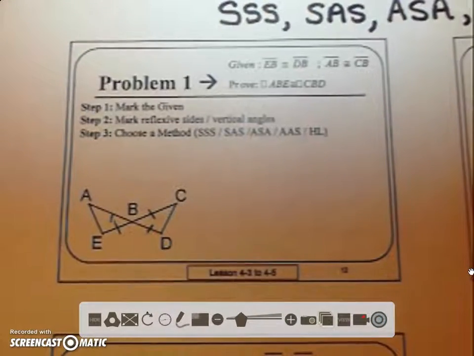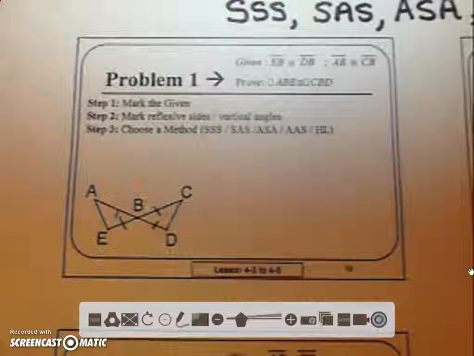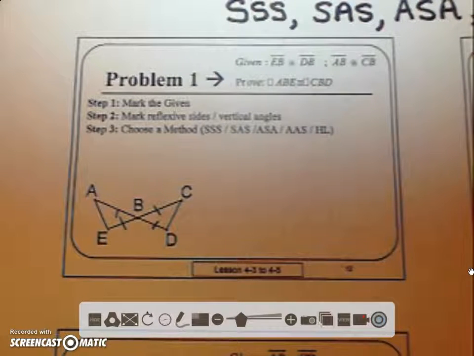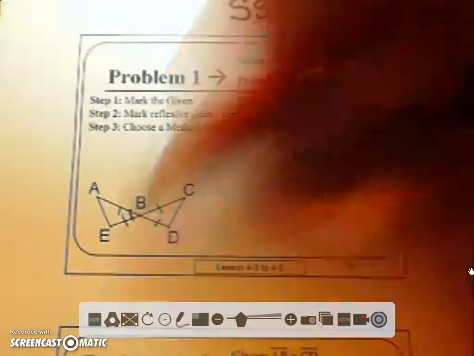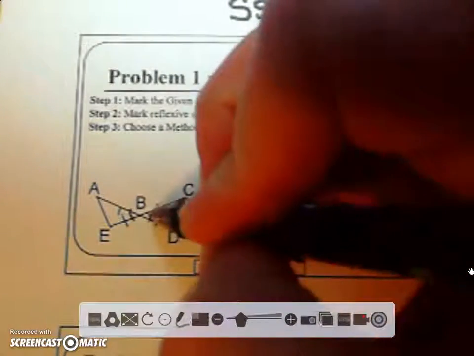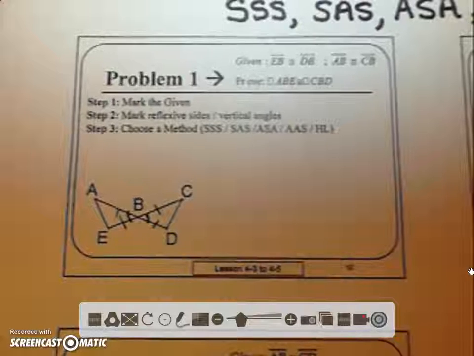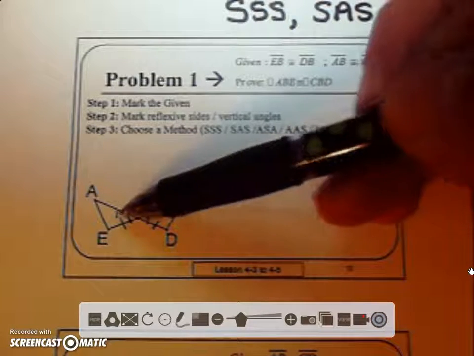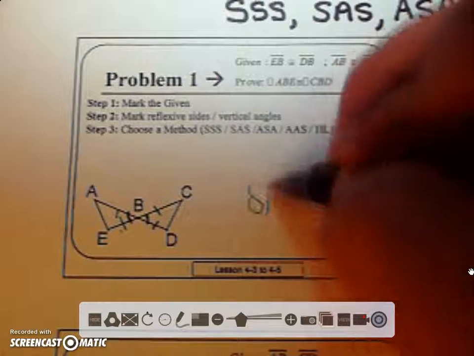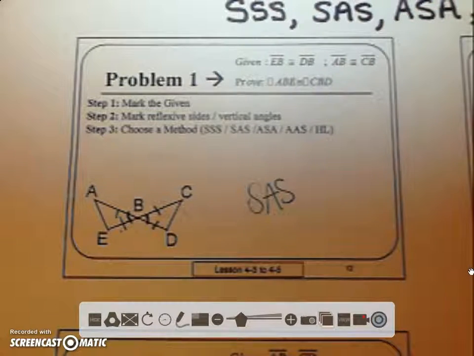We always need 3 pieces of information to prove that the triangles are congruent. So we're going to mark the reflexive sides, if there is one, or vertical angles. In this case, we have vertical angles, here at ABE and over here at CBD. So we mark those two things as congruent, and then we choose a method based on the order that the things are listed in. So there's a side, then an angle, then a side that's congruent. So these are going to be congruent by side, angle, side.